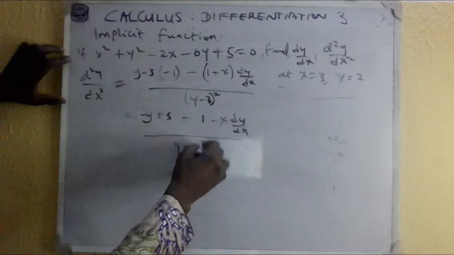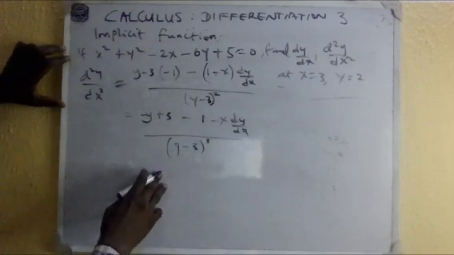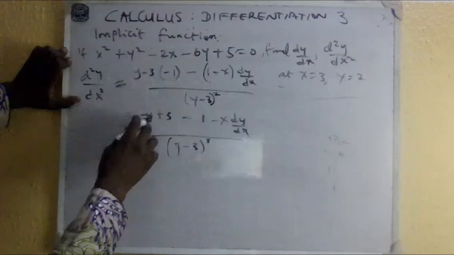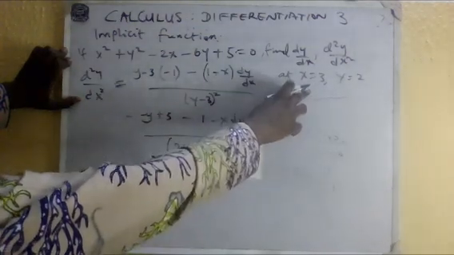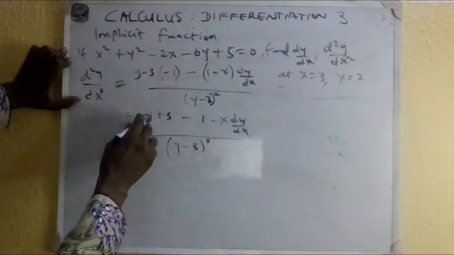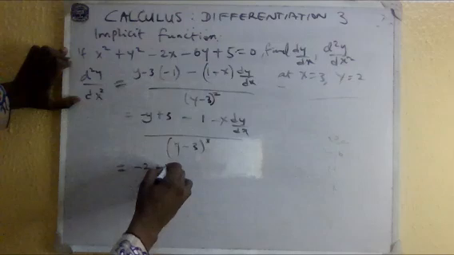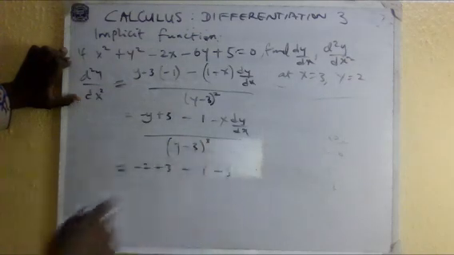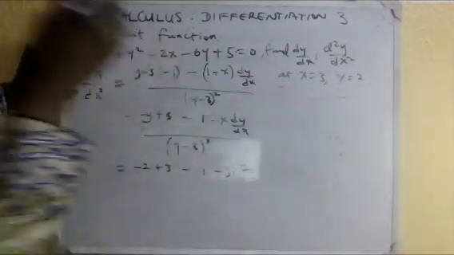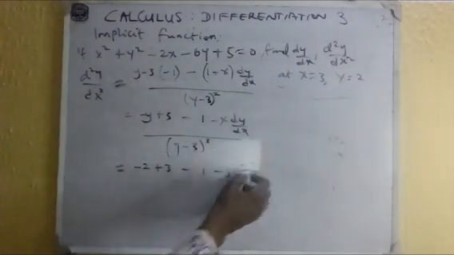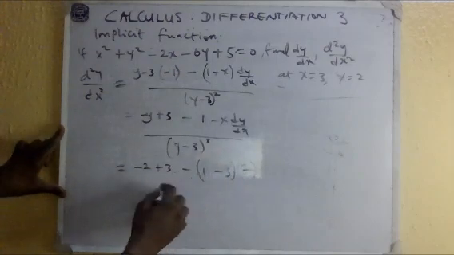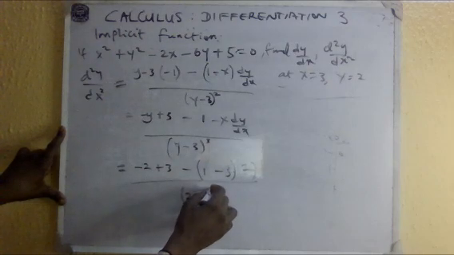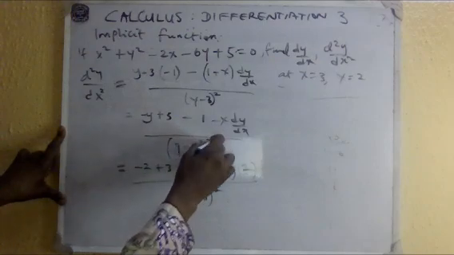Okay, I need to just substitute at this point. Substitute at this point. So at x equals 3 and y equals 2, y is 2 here: minus 2 plus 3 minus 1 minus x, which is 3. Then dy/dx was gotten as 2 in our previous step. So this is multiplying this one, all over 2 minus 3, raised to the power 2.